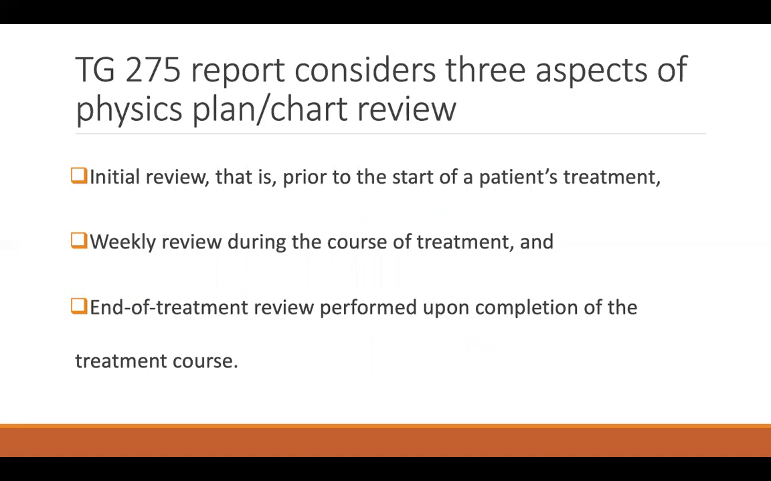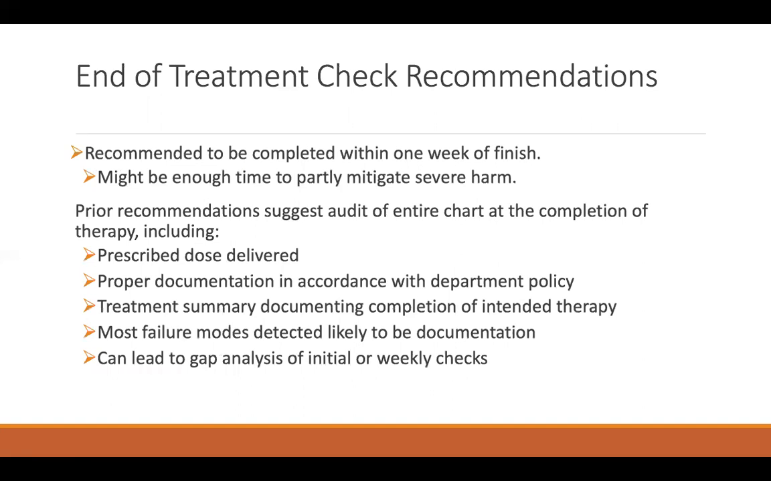According to the TG 275 report, there are three aspects of physics plan or chart review. Initial review, that is prior to the start of a patient's treatment, weekly review during the course of treatment, and end of treatment review performed upon completion of the course of treatment. End of treatment check recommendation: recommended to be completed within 1 week of finish, which might be enough time to partly mitigate severe harm.